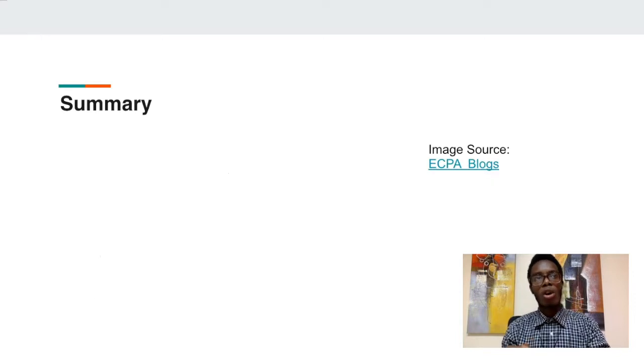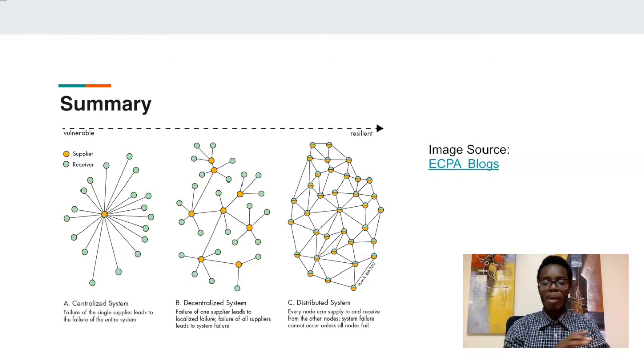So that's it on centralization versus decentralization types of database. Just to summarize it all, let's look at the diagram to your left. The diagram shows all these types of databases grouped from vulnerability all the way to resilience. The most vulnerable are centralized systems, where the failure of a single supplier leads to the failure of the entire system. There's only one database. If it fails, the entire system crashes because all transactional records go missing.